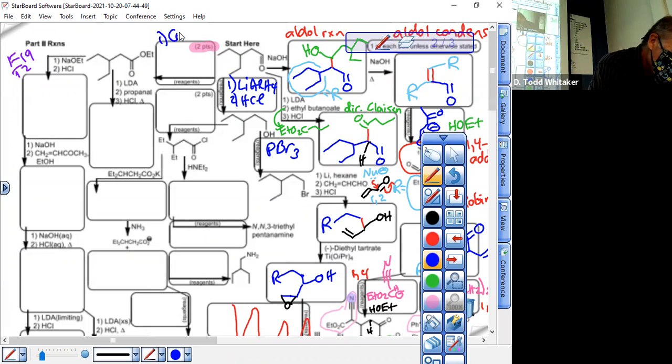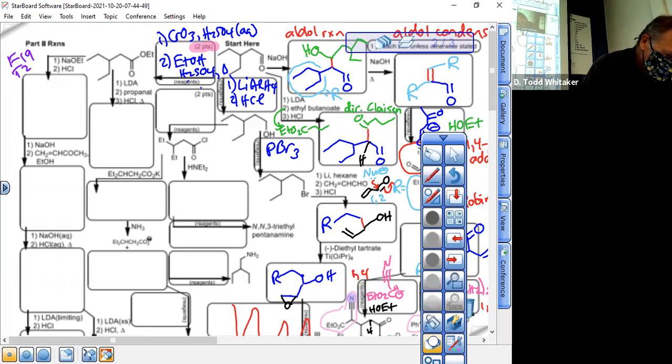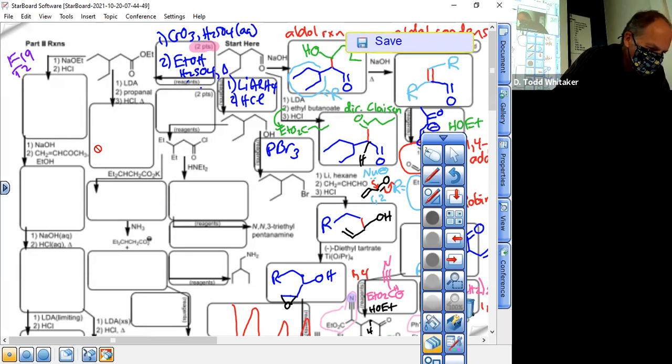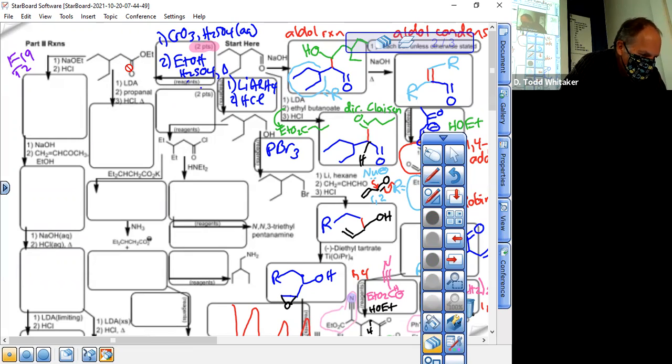1. CrO3, H2SO4, aq. And then you want to make an ester. Fischer esterification is the best. If I erase it, everything gets erased. I'm just going to get rid of it. There. Okay. Didn't need it. Ester.